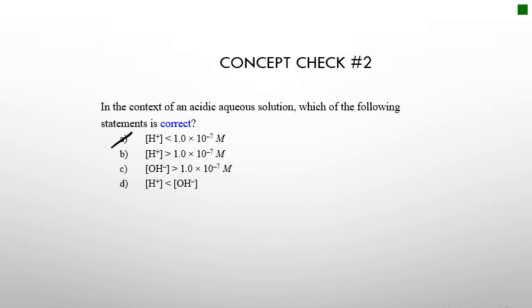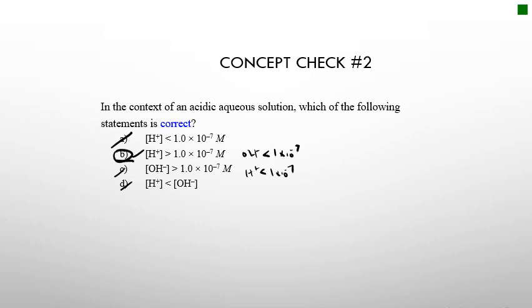For B, we have H plus being greater than 10 to the minus 7th. If it's greater than 1 times 10 to the minus 7th, then the OH minus would have to be less than 1 times 10 to the minus 7th. So that is correct. The OH minus being greater than the 10 to the minus 7th, that's going to be the same thing as A. So I would know that the H plus would be less than 1 times 10 to the minus 7th. So C would not be the choice. And then H plus less than OH minus, that obviously is not the correct choice either.